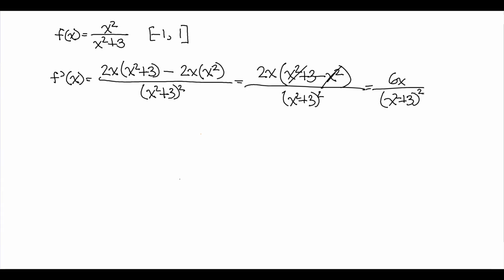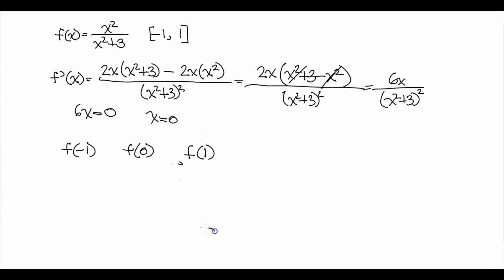Let's check where it equals 0. So we look at the top. 6x equals 0, and you could just eyeball that equation. You could see that this is true when x equals 0. So we have a critical point at x equals 0. What we're going to do is test f of -1, our left endpoint, f of 0, which is our critical point, and f of 1, which is our right endpoint.